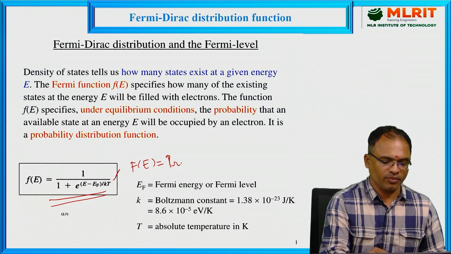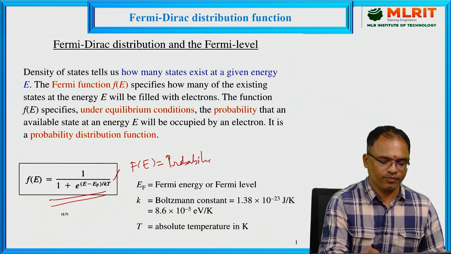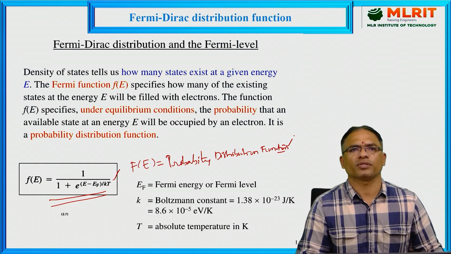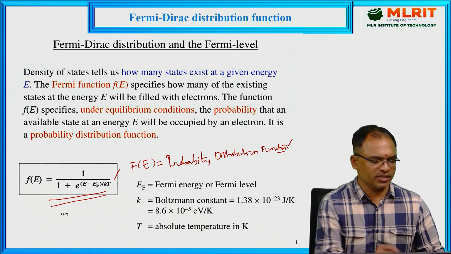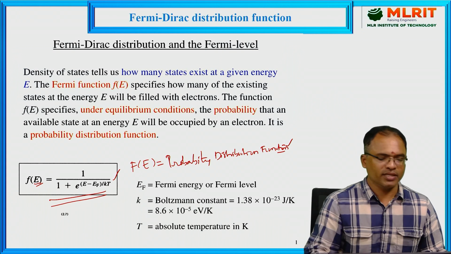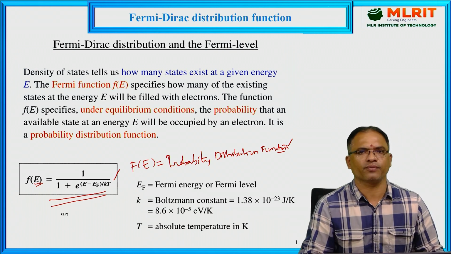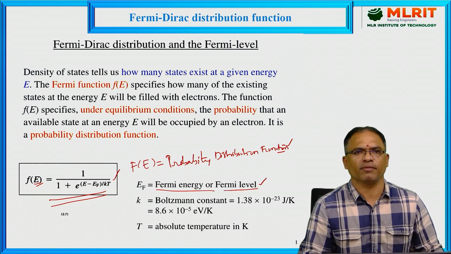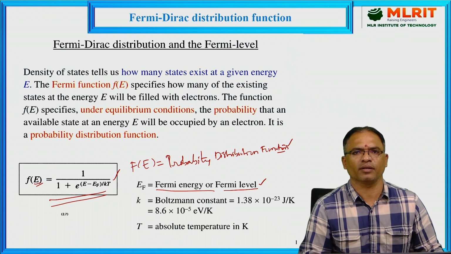F(E) is nothing but the probability distribution function. It gives information about the probability of occupation of electrons in an energy level having energy E. That's why it is written as F(E), the occupation probability of an electron in an energy level E. It is given by the expression 1 / (1 + exp((E - EF)/kT)), where EF is the Fermi energy or Fermi level, which we are going to discuss elaborately in the coming slides.